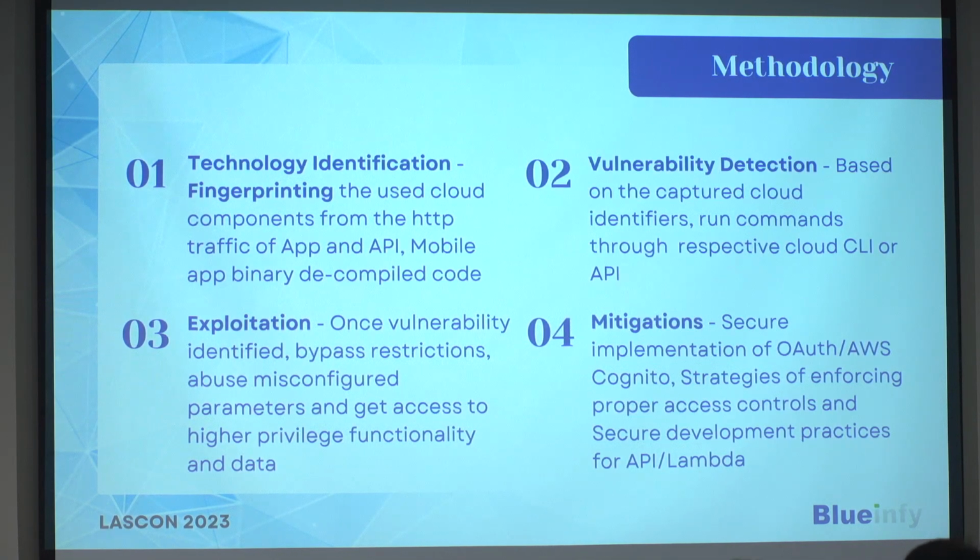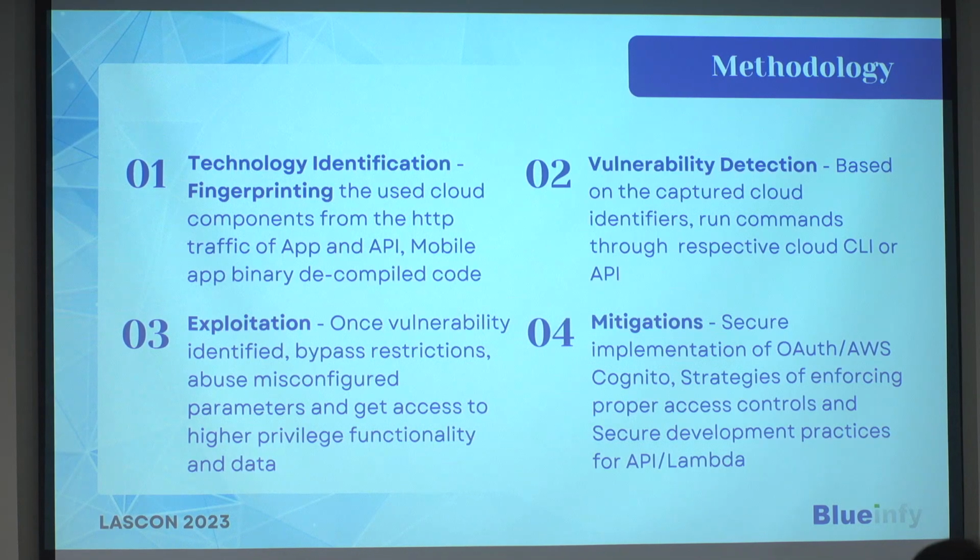So what would be the methodology? The first and foremost step is technology identification, or fingerprinting. When your application is moving to the cloud, this part is hidden. You can't see from the outside that the application is using cloud components. So the first step is to identify which kind of cloud technology is being used. You have to do fingerprinting through HTTP traffic, or you need to dump your mobile binary data and look at whether any Cognito IDs are there or not.